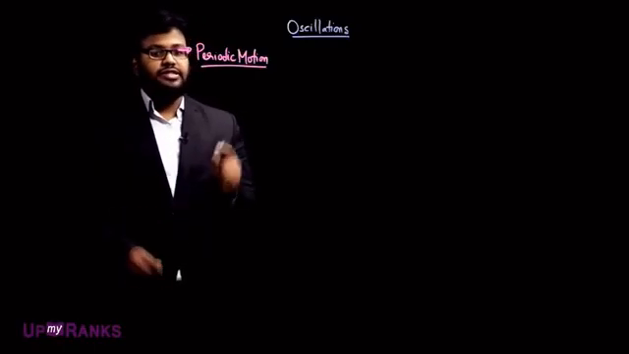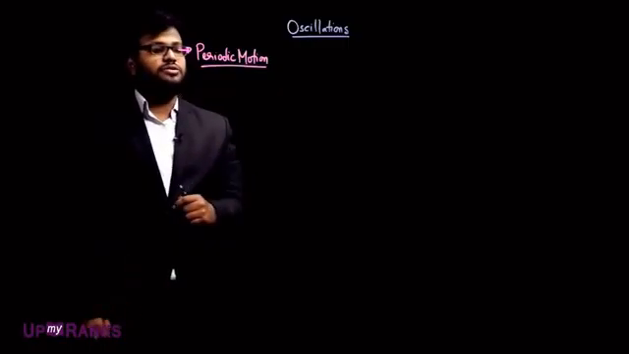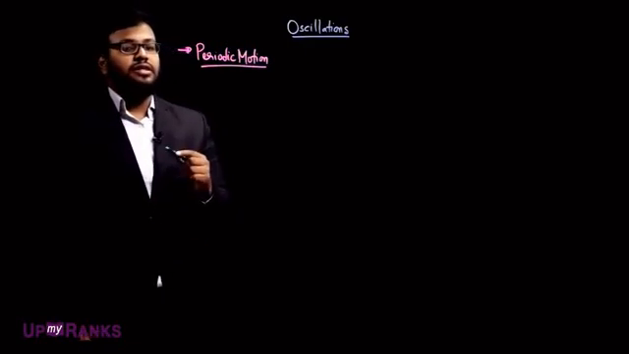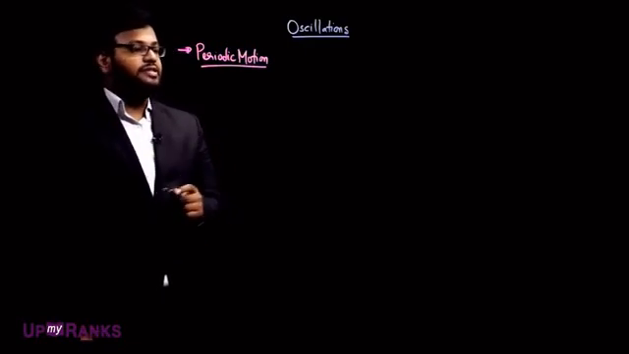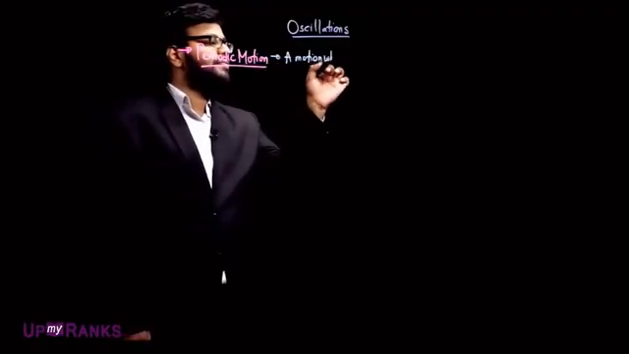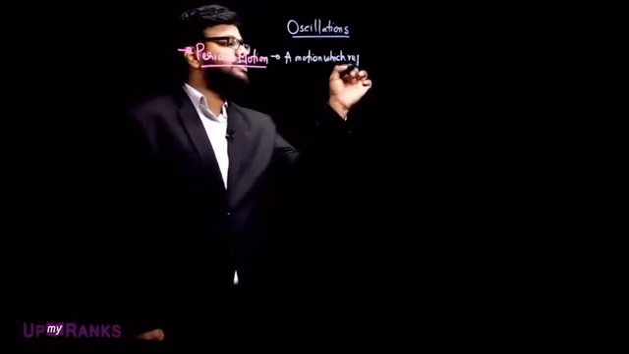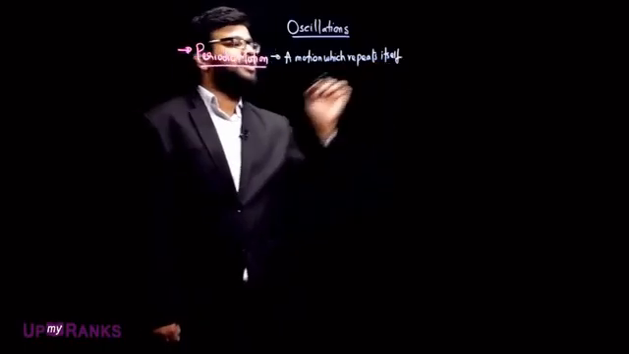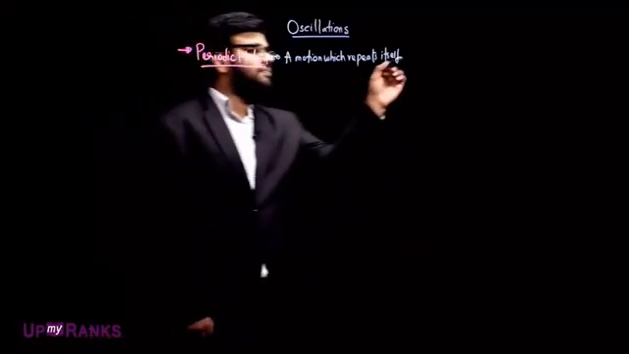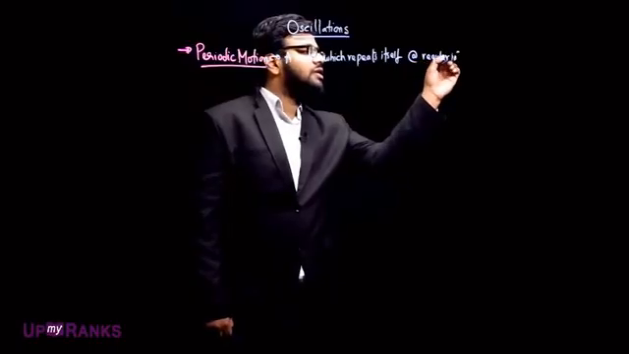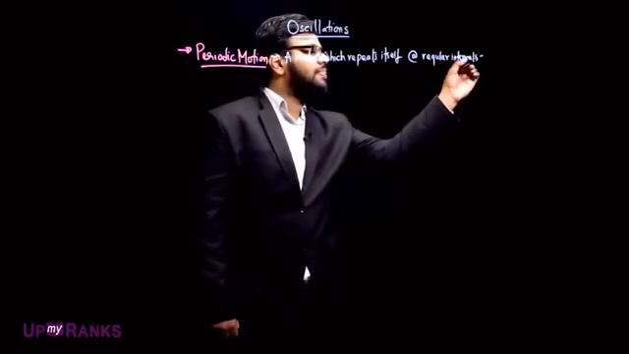That will take 365 days to complete one revolution. After every 365 days it will be completing a revolution, and the time period is basically 365 days. So periodic motion is basically a motion which repeats itself at regular intervals of time.